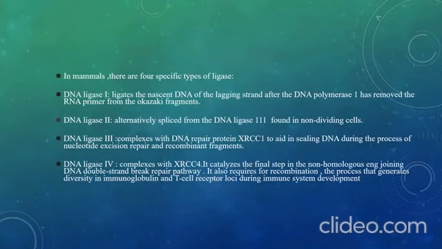It catalyzes the final step of the non-homologous end joining DNA double-stranded break repair pathway. It is also required for V(D)J recombination, the process that generates diversity in immunoglobulin and T-cell receptor loci during immune system development.